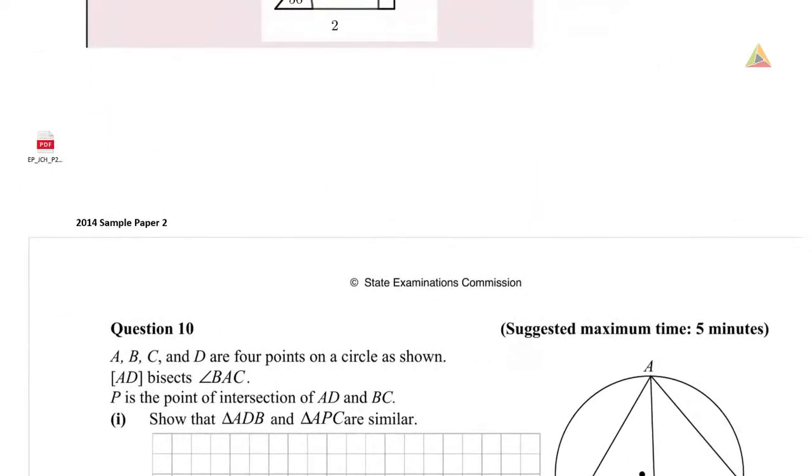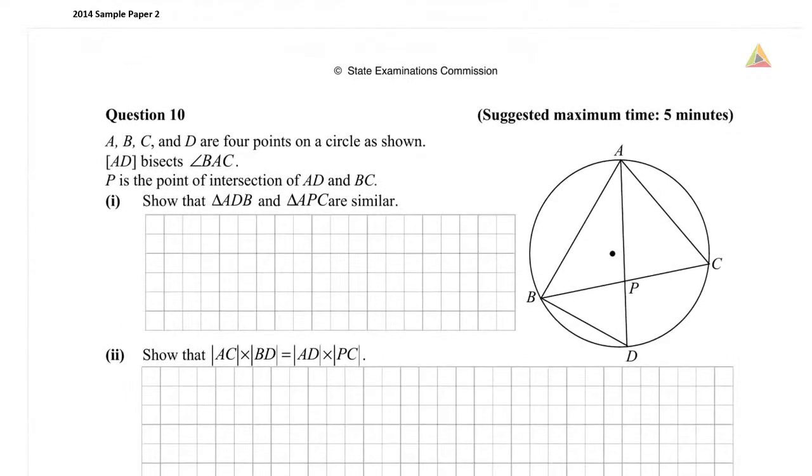So the first one I have here is 2014 and it's question 10. Okay, so this is an overlap of triangles. So question 10, A, B, C and D are 4 points on the circle as shown. AD bisects the angle BAC. P is the point of intersection of AD and BC. Now it's asking us to show that the triangle ADB, which is this triangle here, I'm just going to outline it, ADB, I'll use a different colour. And APC, they're similar. So you want to show that the triangle ADB and APC are similar.